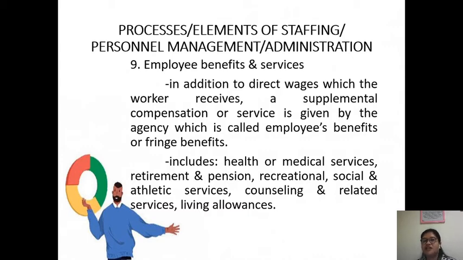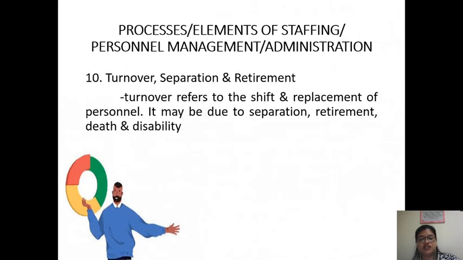So these are health or medical services, retirement and pension, recreational, social, athletic services, counseling and related services, or living allowances. So in our congregation, we have compulsory RVM retirement. When we leave the congregation or retire, we will get the full amount, including our contribution and the contribution from the sisters. So this is part of our retirement benefit. In every organization this is given, because it is part of the agency's corporate social responsibility.